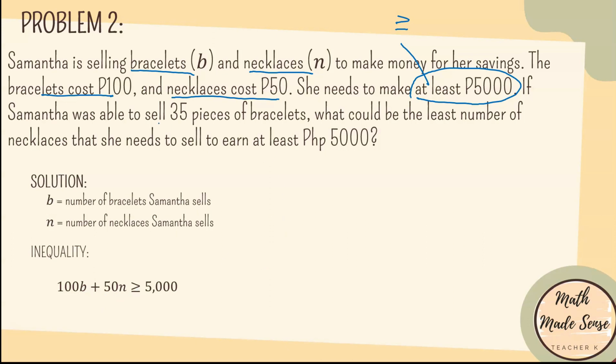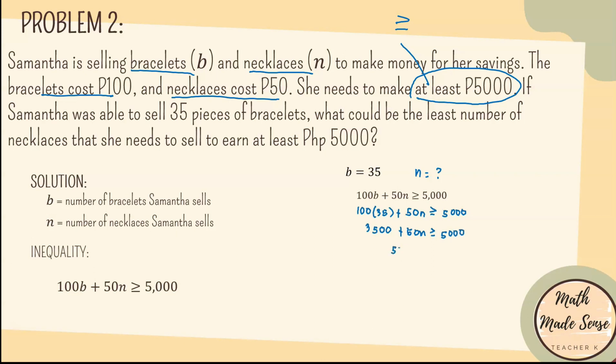Now, this is what is asked of the problem. If Samantha was able to sell 35 pieces of bracelets, so that's B equals 35, let's find what could be the least number of necklaces that she needs to sell. So we will find the value of N. Using our inequality, let's substitute B. So this is 100 times B, which is 35, plus 50 times N is greater than or equal to 5,000. 100 times 35 is 3,500, plus 50N is greater than or equal to 5,000.